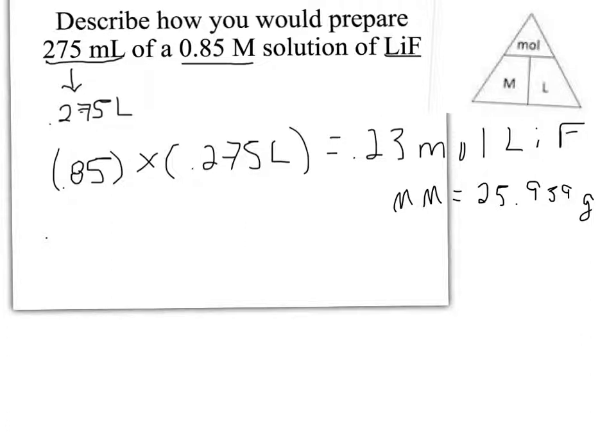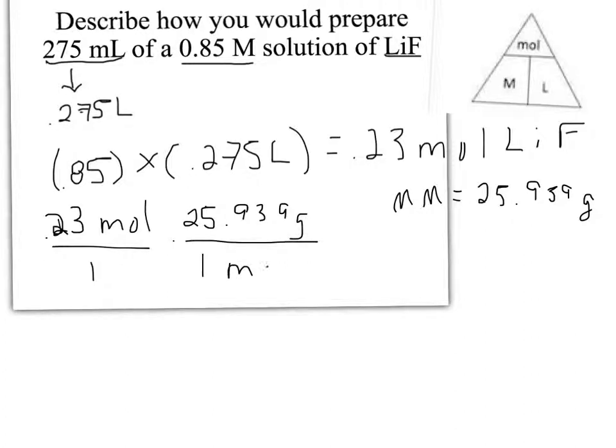All right, let's figure out how many grams of lithium fluoride we need here. We're going to start out with 0.23 moles over 1 times our molar mass, 25.939 grams divided by 1 mole. So now we're going to figure out how many grams that is. We have 0.23 times 25.939, which equals 5.97 grams of lithium fluoride.